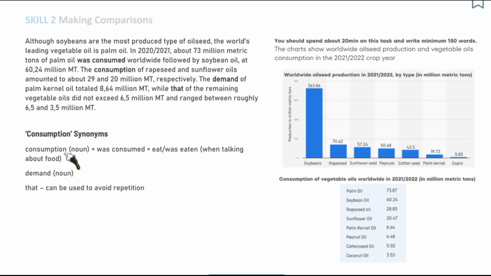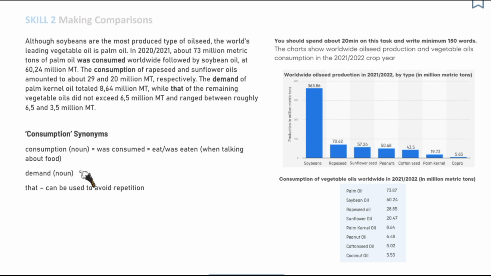Consumption is a noun. We can also use consume as a verb, for example, was consumed. In some situations, we can also use the words eat or was eaten when we're talking about food, something that is actually eaten. In this case, we're talking about vegetable oils, and of course they can be eaten, but also they can be added in creams, cosmetics, they can be used as a fuel. So they are not necessarily eaten. That's why I'm not going to use this word in the report.